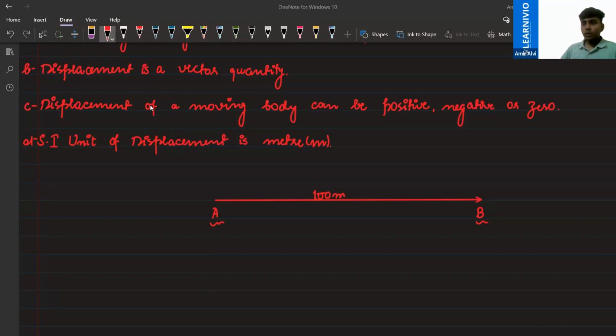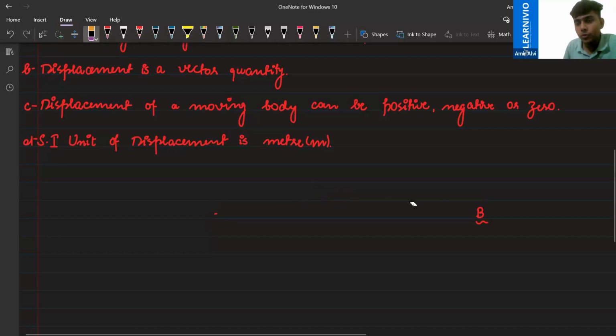When the body is traveling along a straight line, the magnitude of distance and displacement would be equal to each other. Okay? So only in the straight line case, not apart from any case. Apart from that, it would be different. So in the straight line case, the distance and displacement would be equal to each other. Let me write it down.